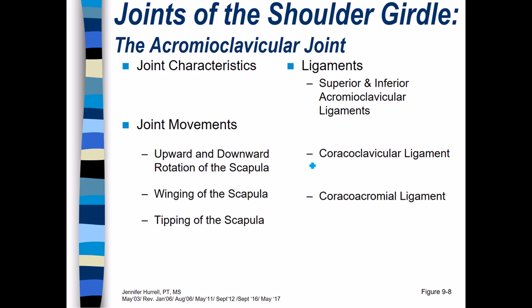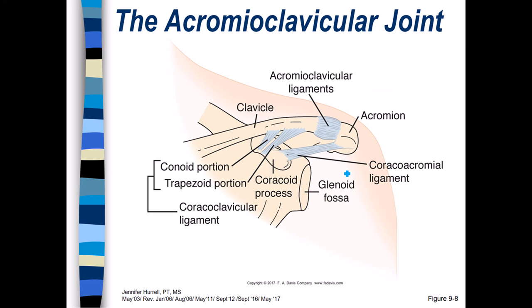All right, a couple ligaments that we need to talk about. The superior and inferior acromioclavicular ligaments. It's a mouthful, but the name tells you exactly where it is. Superior acromioclavicular: from the acromion to the clavicle on the superior aspect. Inferior acromioclavicular, same thing but found on the inferior aspect. So these AC ligaments are simply there to help reinforce the weak joint capsule.